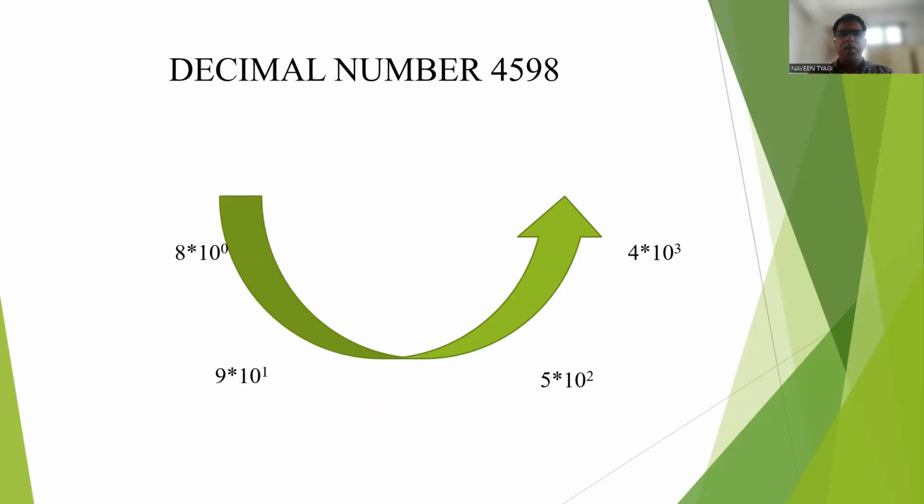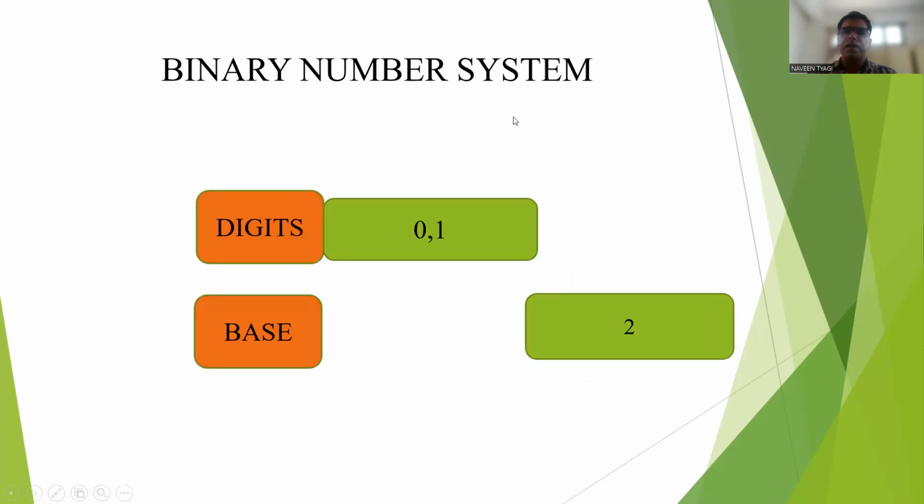For example, 8 is multiplied by 10 to the power 0. Here, 8 has a position of 0 and its weight is 10 to the power 0. And 9 is at position 1, having a weight of 10 to the power 1. And 5 is at position 2, having a weight of 10 to the power 2. And 4 is at position 3, having a weight of 10 to the power 3. When we combine all these things, it will form 4598.